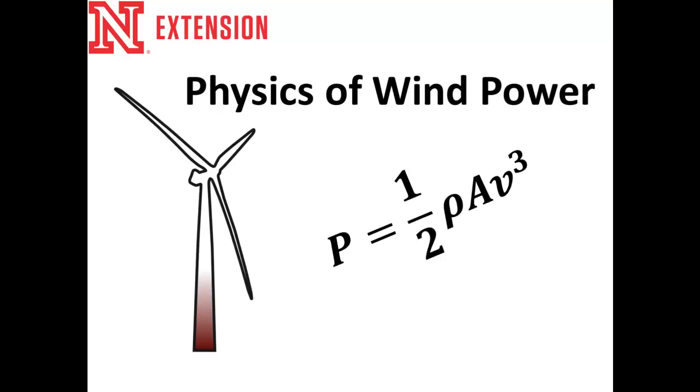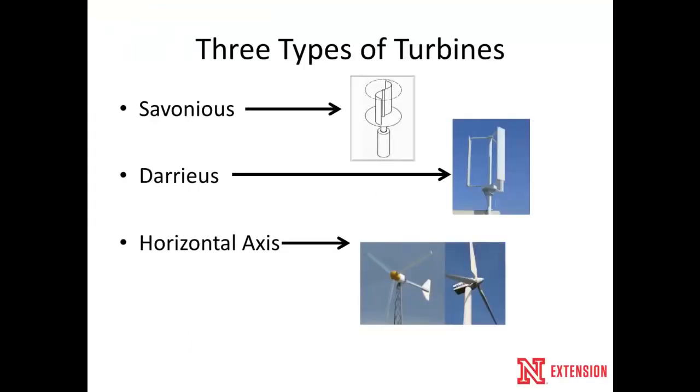This presentation is going to be on the physics of wind power. We're going to cover a lot of the basics, and you're going to have a much clearer understanding of what makes a good turbine and a not so good turbine. Generally, there's three types of turbines: Savonius, Darrieus, and horizontal axis.